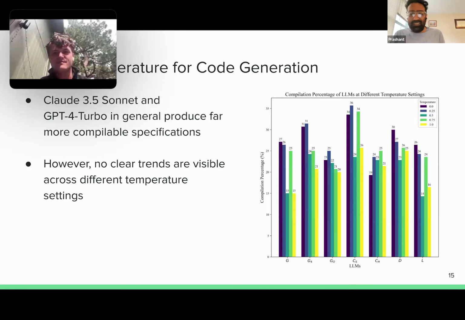As I said, we also looked at the temperature variations, and in general, there was no big trend. You'll see Claude Sonnet, GPT-4 Turbo, and DeepSeek all do reasonably well in terms of the compilation percentages. But there's no proper trend to say that a particular temperature setting always does better. The lower ones as well, that's not always true. Sometimes 0.25 does better than 0.0. So you can't really make that generalization.